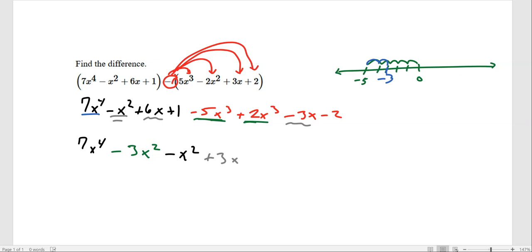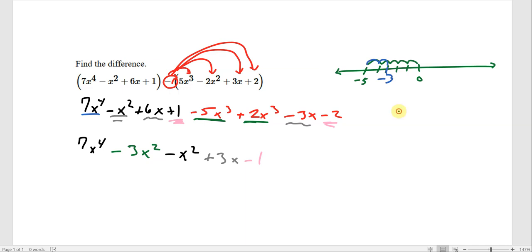And then I guess the last part here is your constants. So that's a plus 1 minus 2. So 1 minus 2 is going to give you a negative 1. Okay. So there is your final answer.